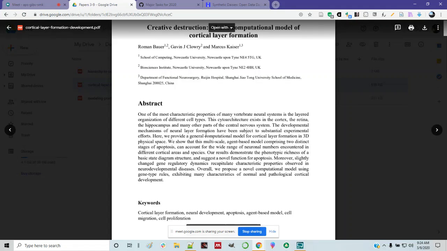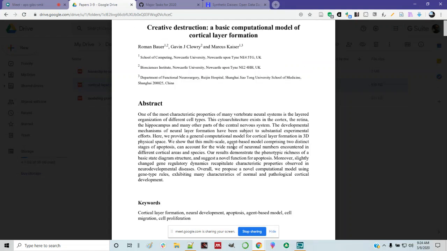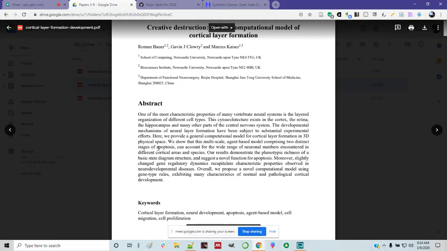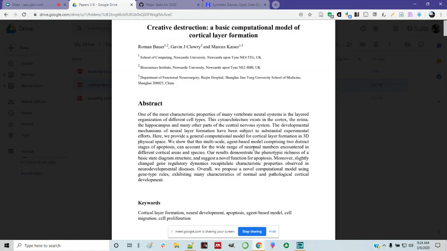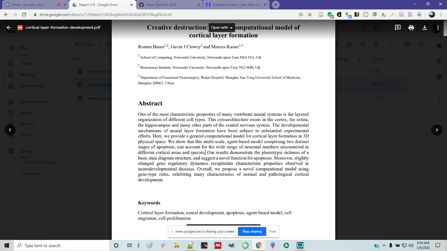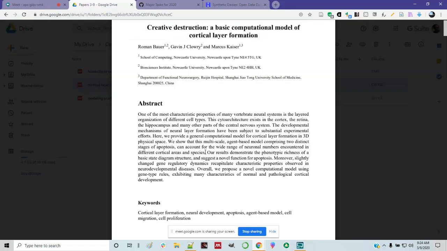Here we provide a general computational model for cortical layer formation in 3D physical space. We show that this multi-scale agent-based model, comprising 2 distinct stages of apoptosis, can account for this wide range of neuronal numbers encountered in different cortical areas and species. So there's this idea that brain size in different mammals is controlled by the growth of this cortical sheet in terms of size. And one of the ways that happens in development is that you get cell proliferation, but also apoptosis, which can sort of be like a counter to proliferation.